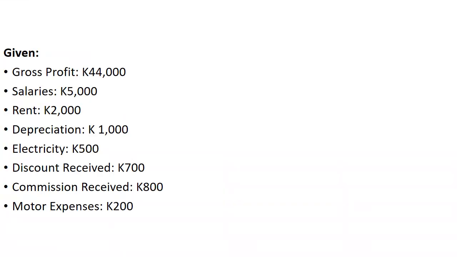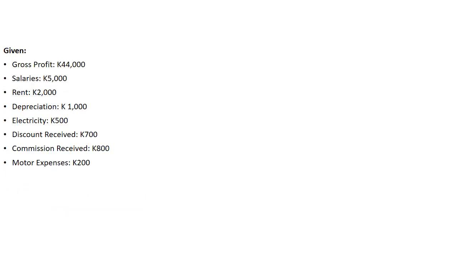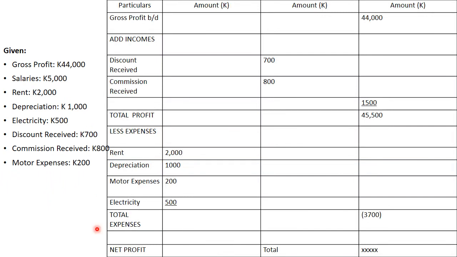Let's take a look at this example. So in this example, we have the gross profit, 44,000, salaries at 5,000, rent 2,000, depreciation 1,000, electricity and all. Okay, so they want us to prepare the profit and loss account. So here is the profit and loss account. So I hope you can see this is how it will look. So to have the particulars and the amounts. So the gross profit is 44,000. So we record it here.